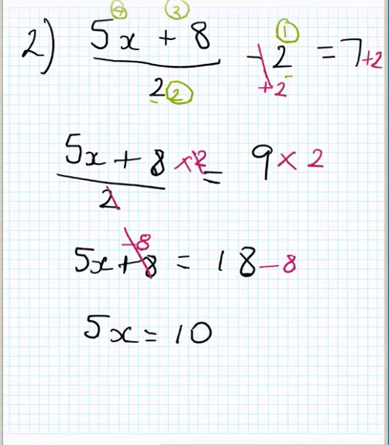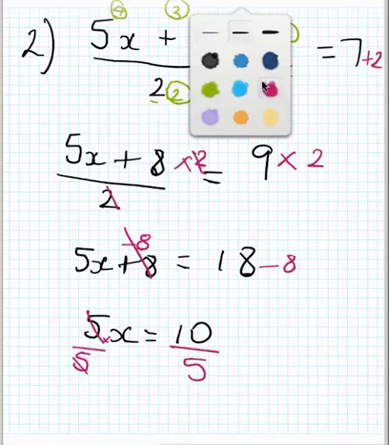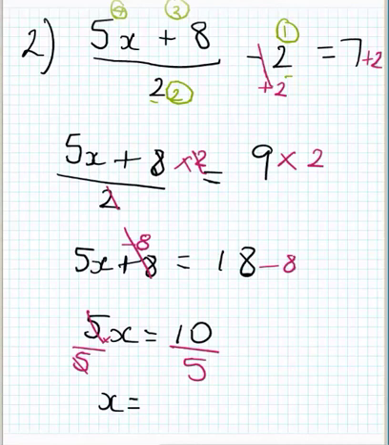And finally, our last step, we've got 5 times x, so we divide by 5, that cancels out, and divide by 5, and then we have x equals 10 divided by 5 is 2. And we finally have solved it. x is happy and by itself.